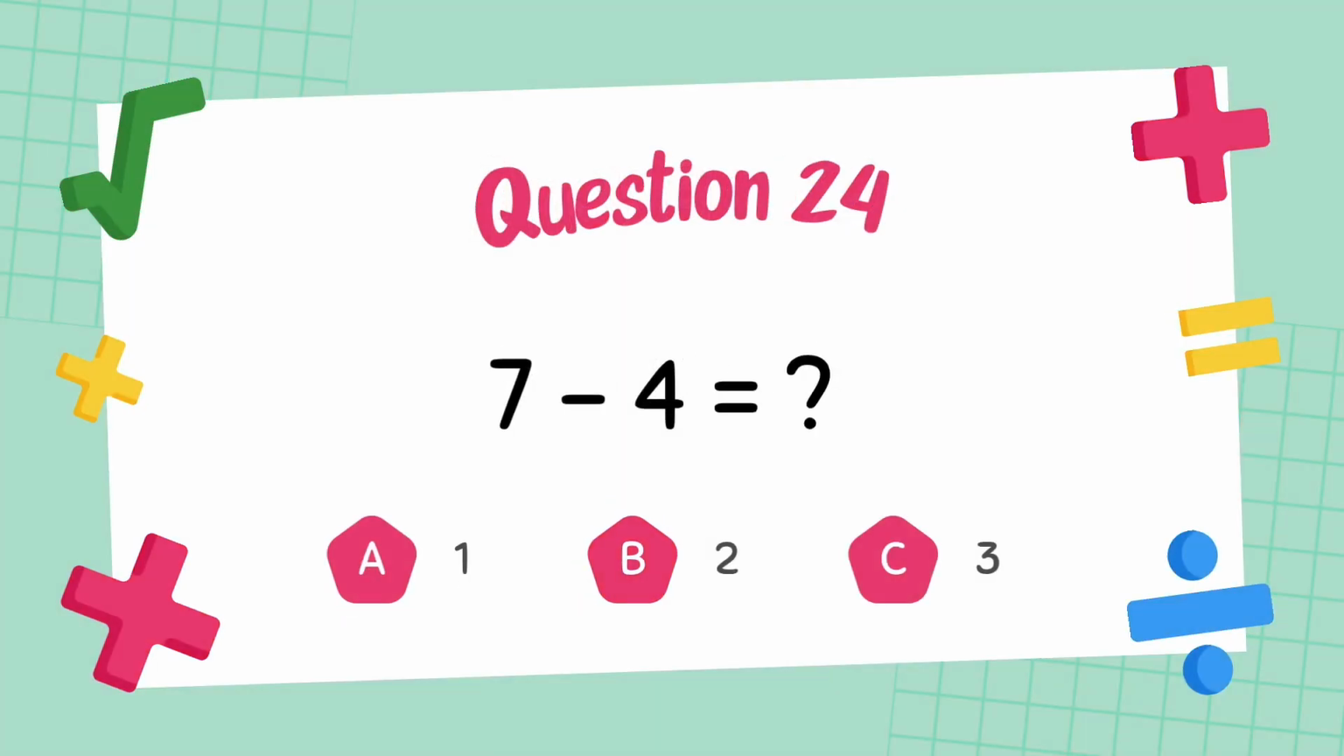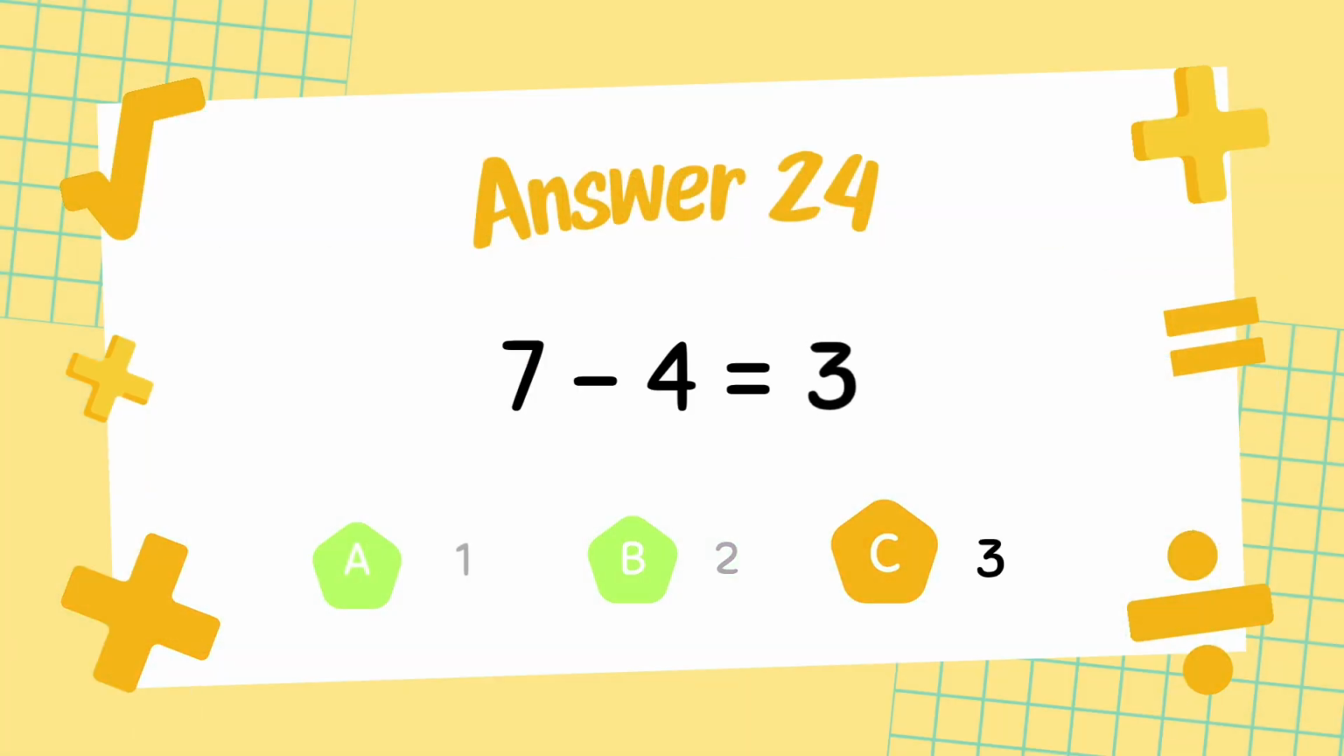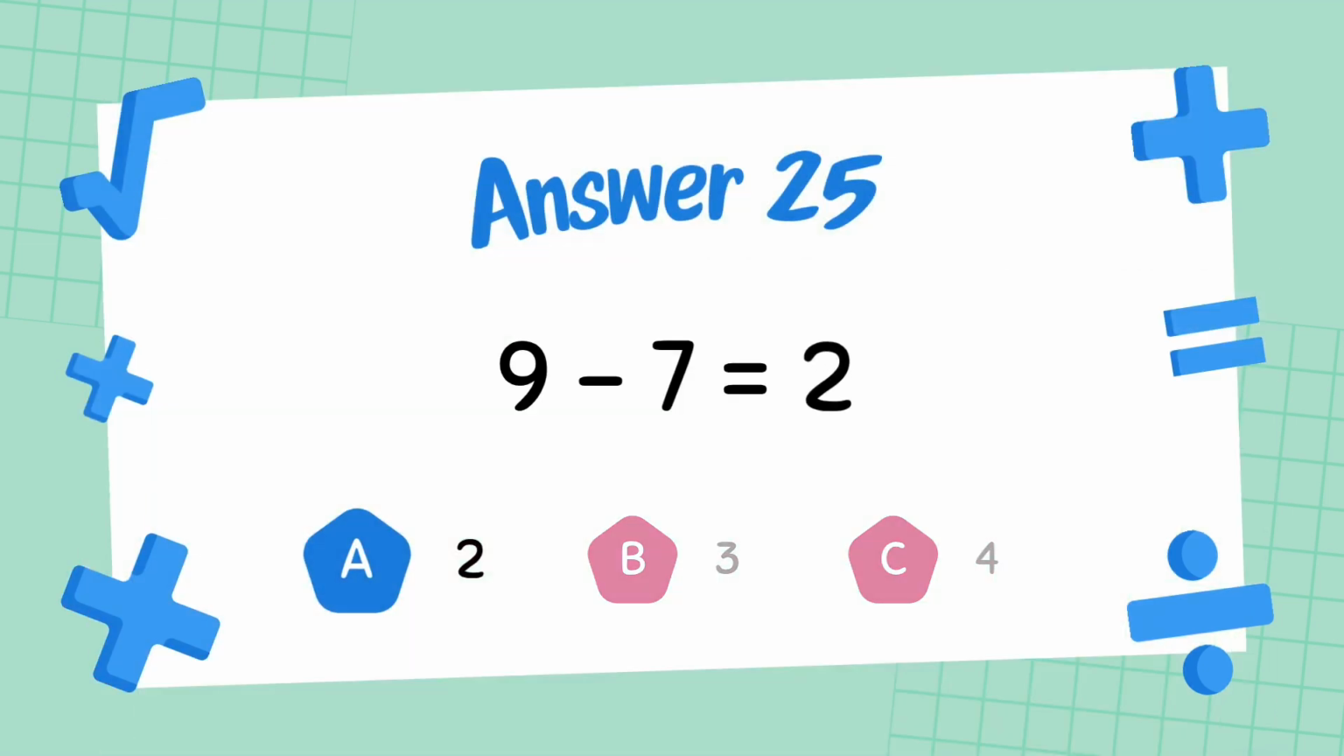What is 7 minus 4? The answer is 3. What is 9 minus 7? The answer is 2.